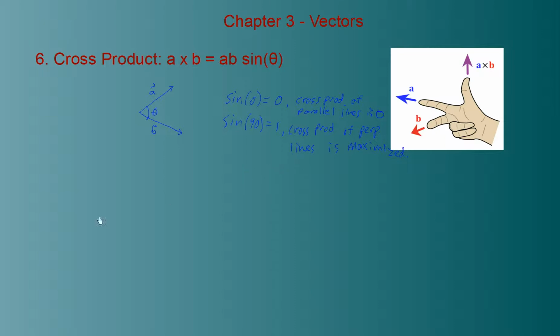Now how do you do the cross product? Well, let's say we have two vectors. Let's say A is a three-dimensional vector. So we're going to break that up into its three components. An x component, and that's in the x direction.